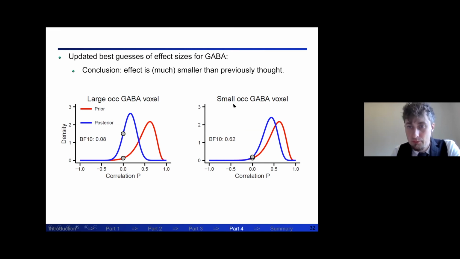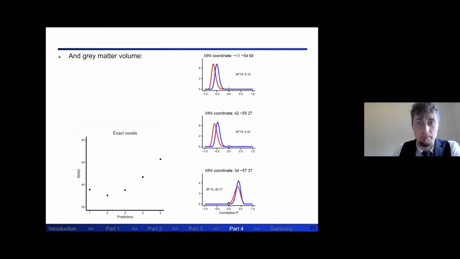For the small occipital voxel, we had fewer participants, but also the correlation was somewhat higher. So the posterior was only moved slightly. So in this case, the conclusion is that the effect is smaller than originally thought. In the other case here, it's much smaller, maybe non-existent. So that was the results for GABA.